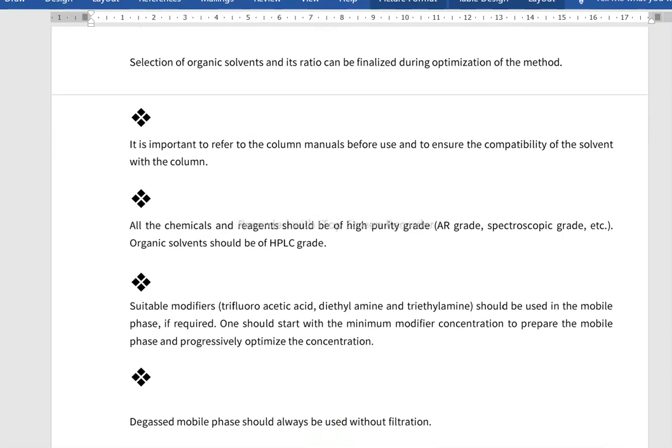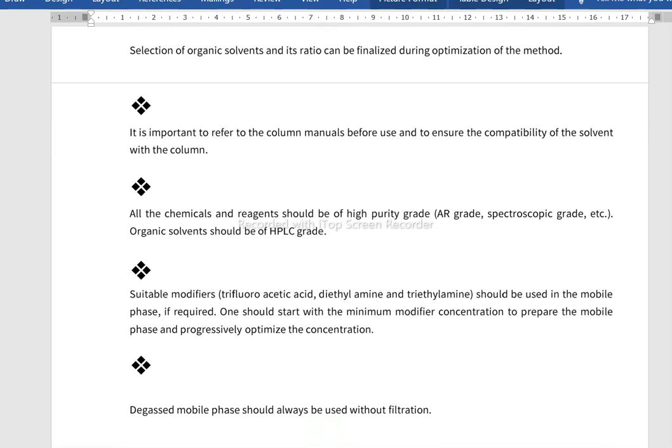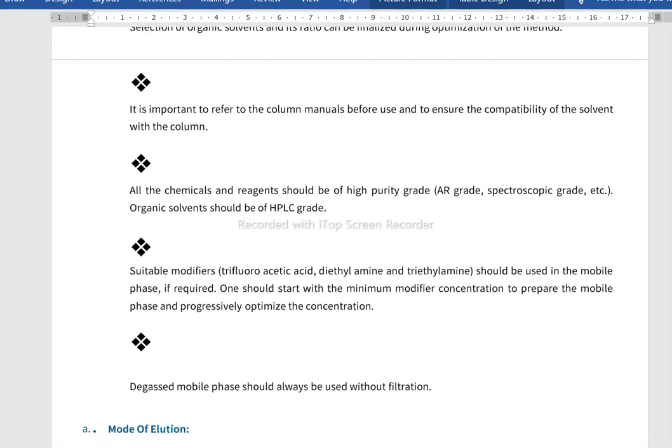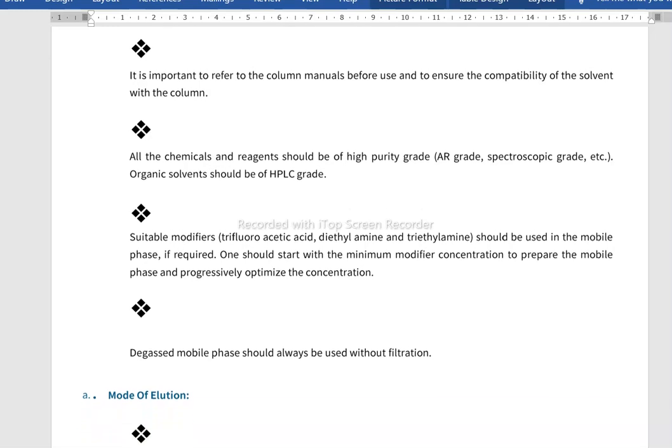Suitable modifier like trifluoroacetic acid, triethylamine should be used in the mobile phase if required. One should start with the minimum modifier concentration to prepare the mobile phase and progressively optimize the concentration. DAD's mobile phase should always be used without filtration.